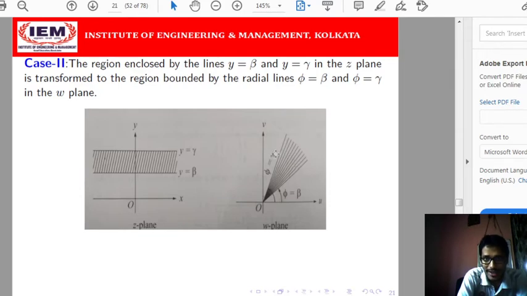That is actually called the radial lines. That means this is a radius vector, and radius vectors make the lines. The region in between two radius vectors is called the radial region. So the region in between two straight lines is mapped to the radial region.